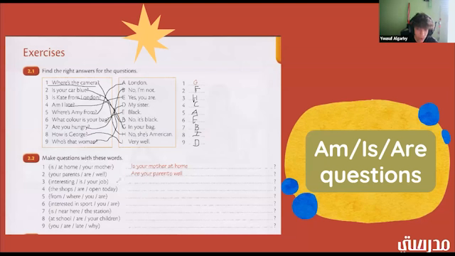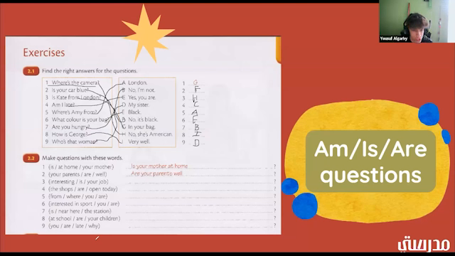So the first 2 examples: is your mother at home? We take "is at home your mother," we change it, and it makes "Is your mother at home?" All right. Number 2, "your parents are well." We take those, we change it: Are your parents well? All right.